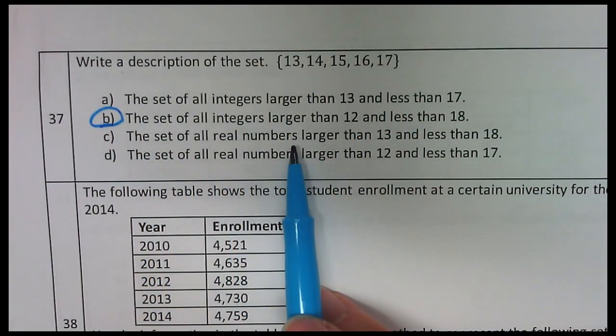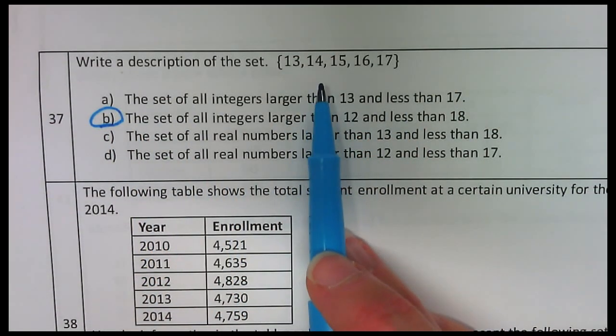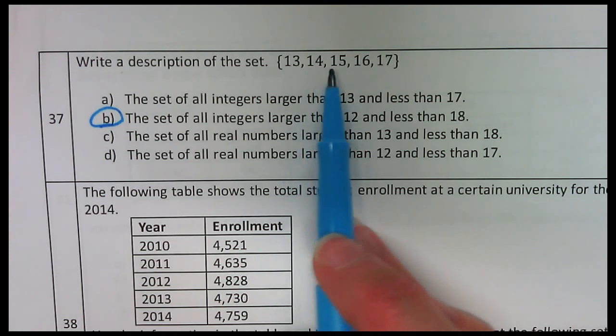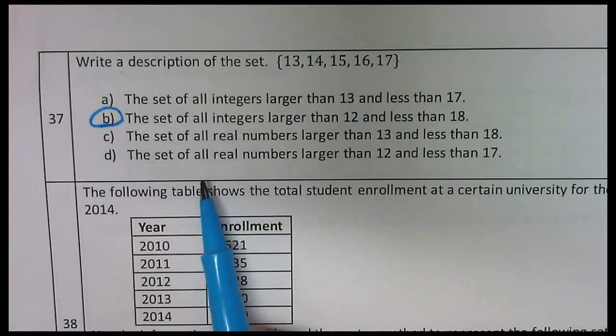This set of real numbers is wrong because real numbers would include things like decimals and fractions that fall in between here, and same thing with D.